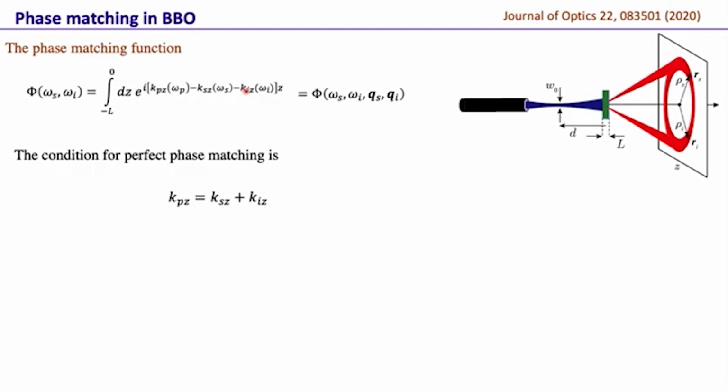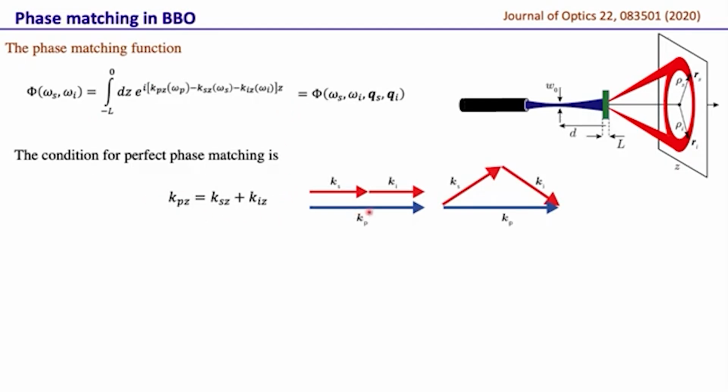If this quantity is finite, or becomes greater than 0, there will be less and less coming from this integral. So that is the condition for perfect phase matching, and pictorially we can understand this as follows. If this is the kp, the wave vector of the pump, this is the wave vector of the signal and the wave vector of the idler, then if kp is equal to ks plus ki, we can get the perfect phase matching. That's one way in which we can achieve this condition.